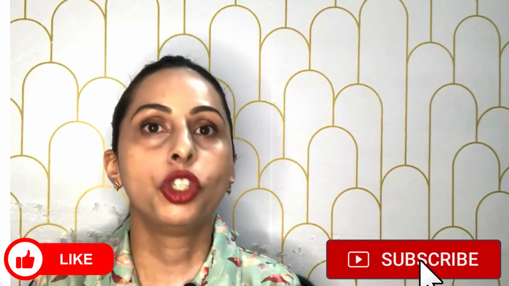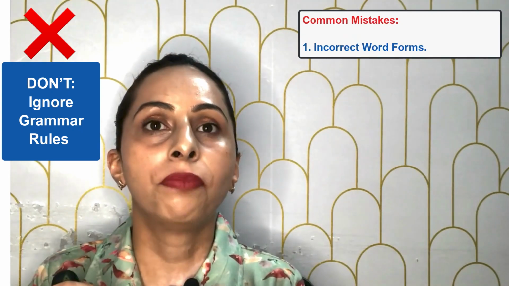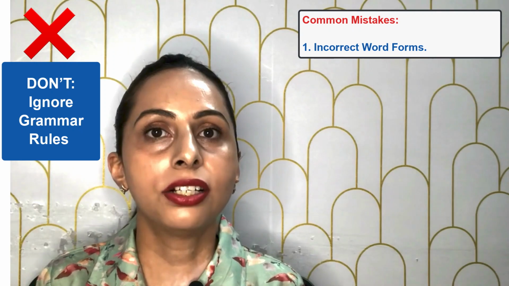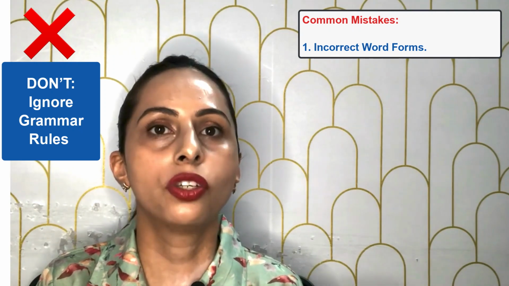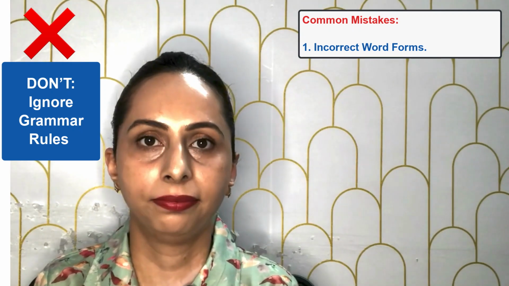Now, the next thing you should not avoid is grammar rules. In the PTE reading fill-in-the-blanks section, grammar rules, especially subject-verb agreement, are critical for selecting the correct word. One of the most common grammar mistakes in the PTE reading section is choosing incorrect word forms in fill-in-the-blank questions. This occurs when the wrong part of speech, which is noun, verb, adjective, or adverb, is selected.